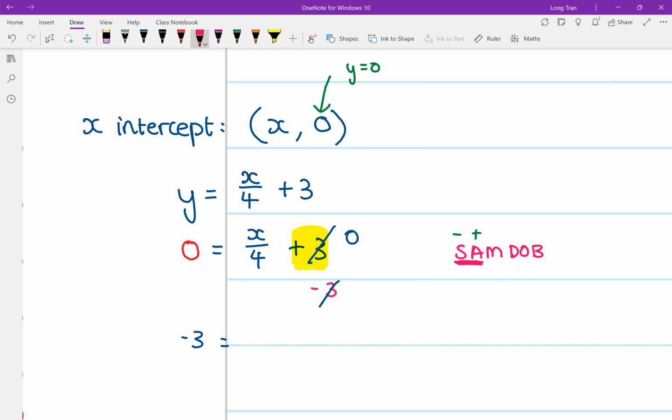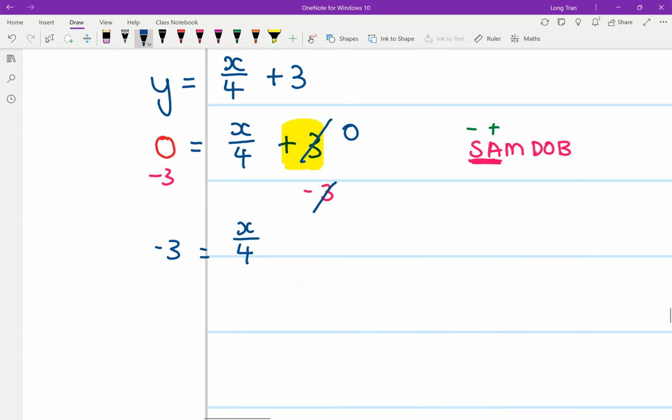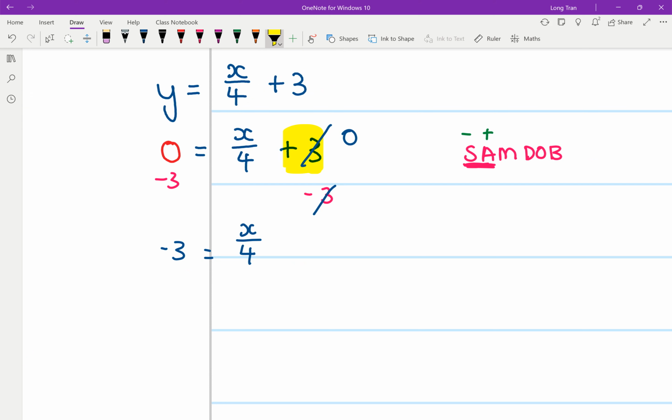Whoops, I've already taken that off. Is negative 3. And then since this is 0, all I have left on the right-hand side is x divide 4. Now, this is key here. See, a lot of students hate fractions, but really, you're just doing the opposites, isn't it? Remember, this just means divide. This means divide 4. So if that's divide 4, what's the opposite of divide 4?